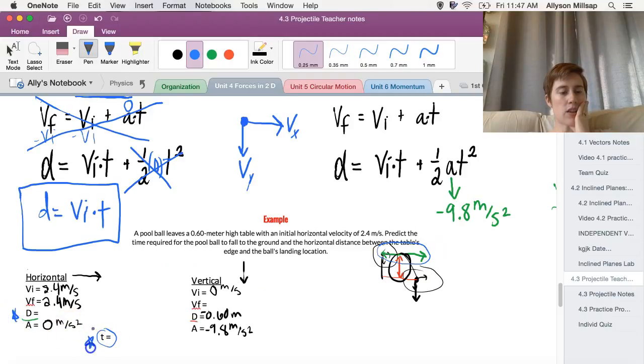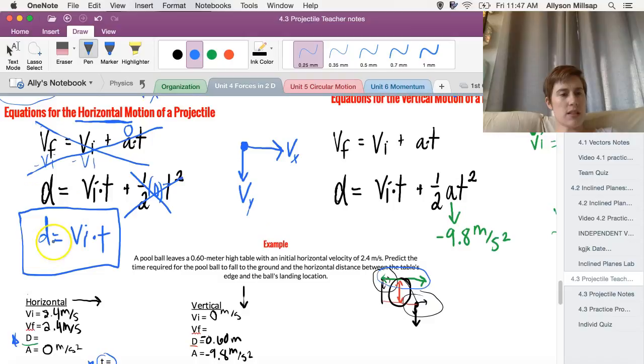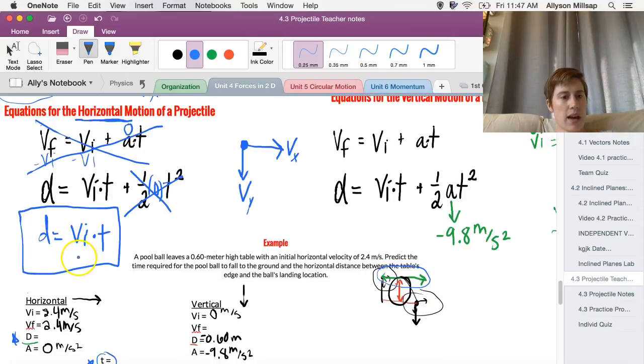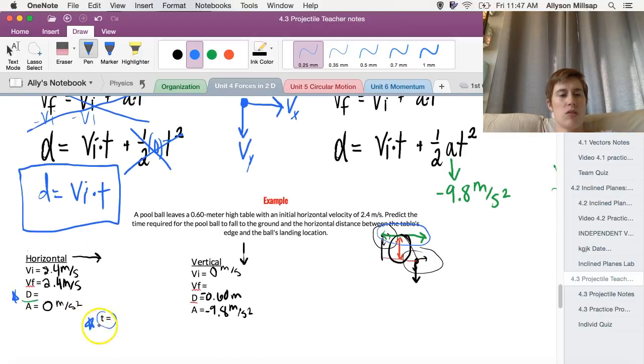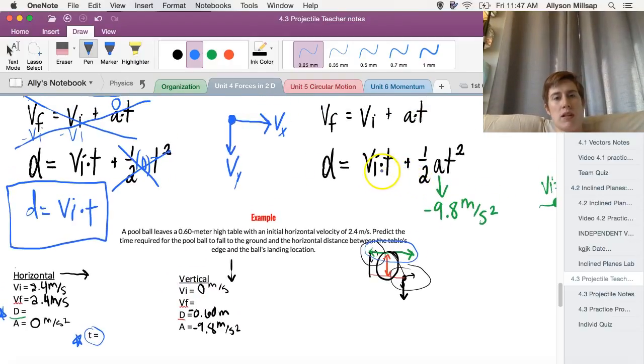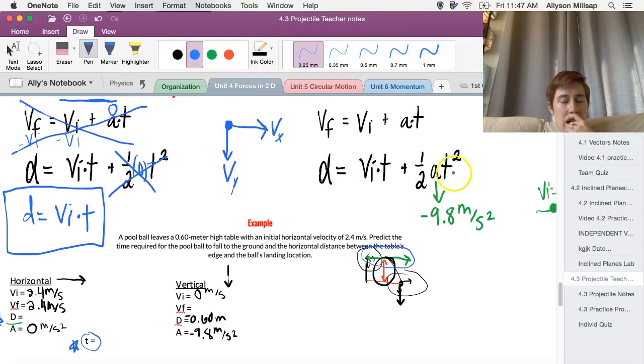So go ahead and star the things you need, and let's see how we can find them. How can we find the distance horizontally? Well, this is the only formula we use horizontally. We need distance. We have our initial speed, that's great, but we don't have time. So since we don't have time, can we find time using vertical formulas? Well, both of these have time in them.